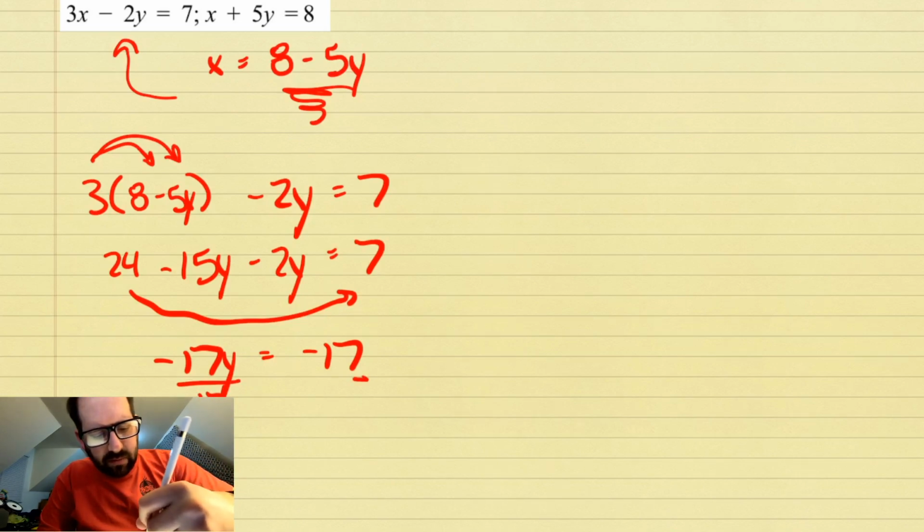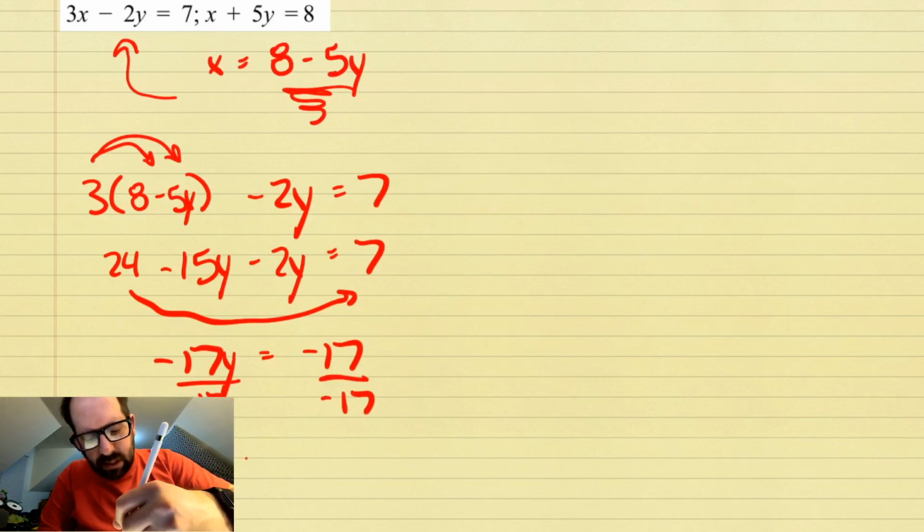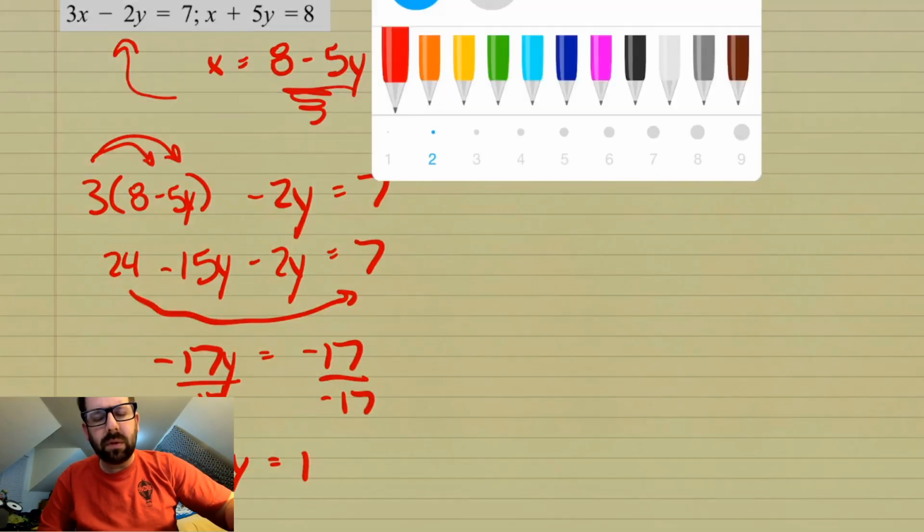And so if I divide by negative 17, divide by negative 17, this turns out to be a nice clean 1. It's nice. It's really nice, actually.